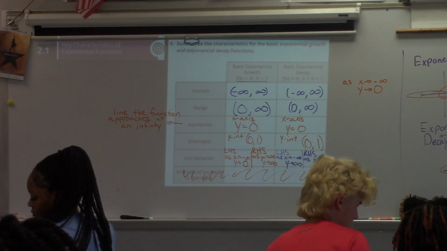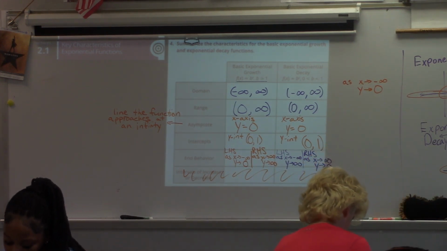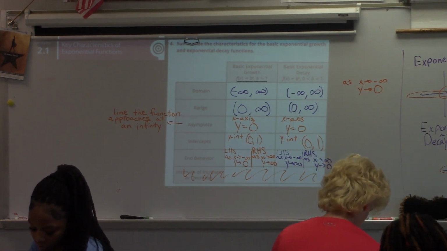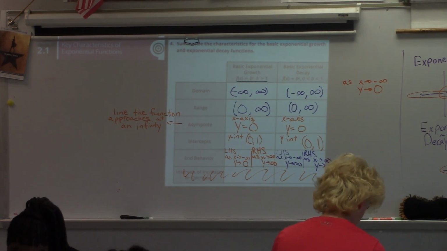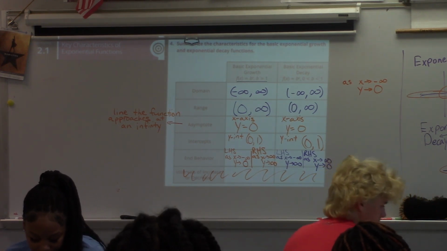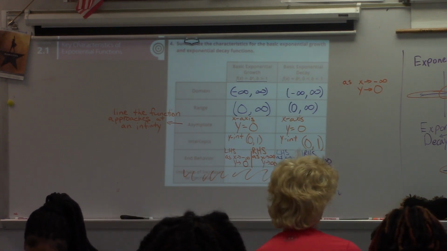So I apologize for the speed of that. Make sure you take the time to look through this information. Look through this information, make sense out of it. Over the weekend, we'll come back and start with activity 2.2. So learn about the number e, and then quickly jump into the inverse of exponential functions.